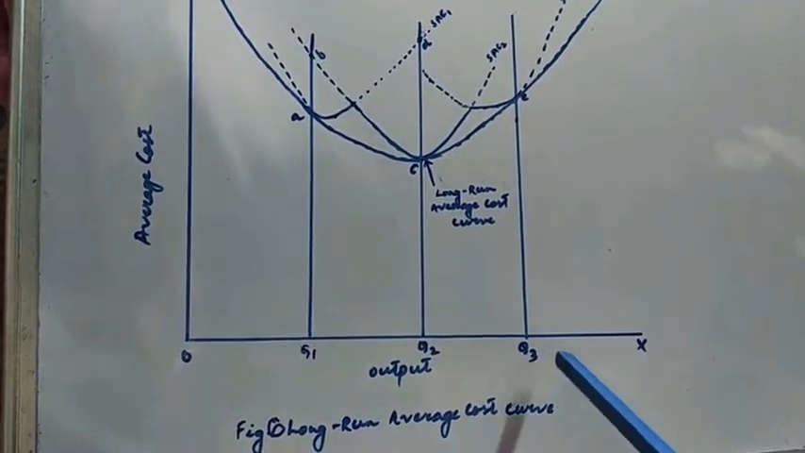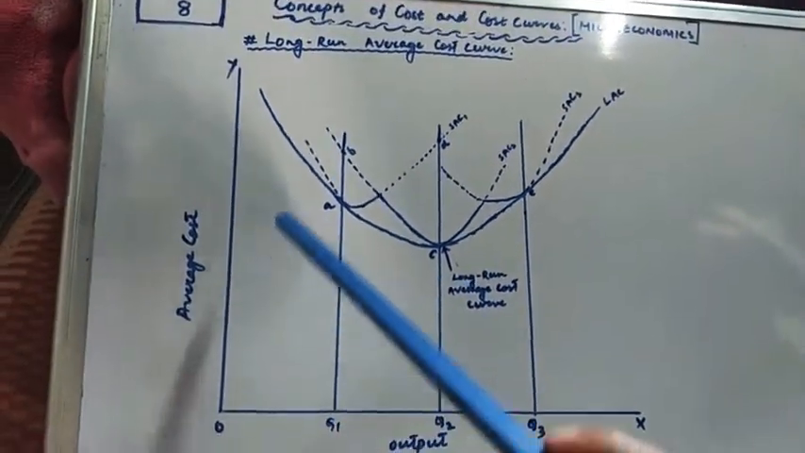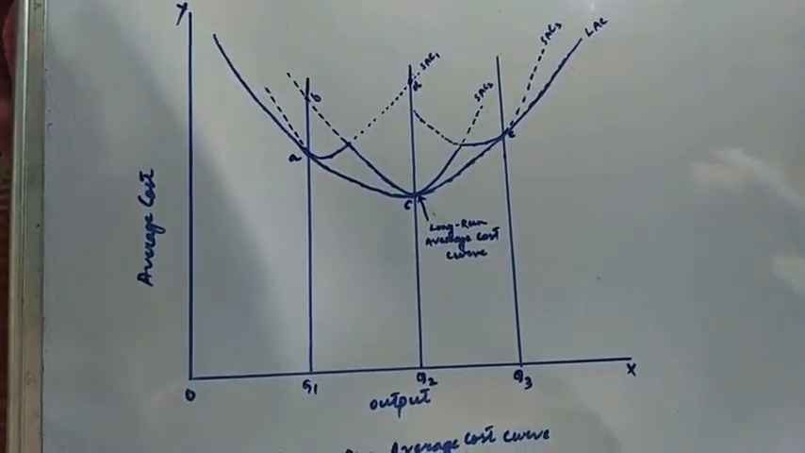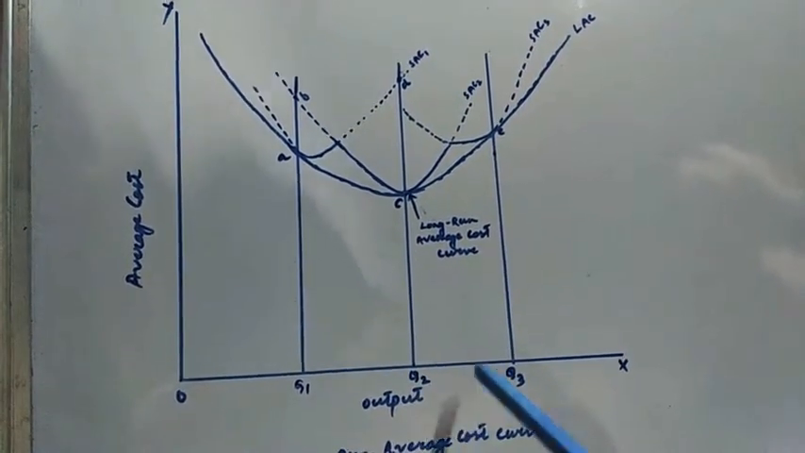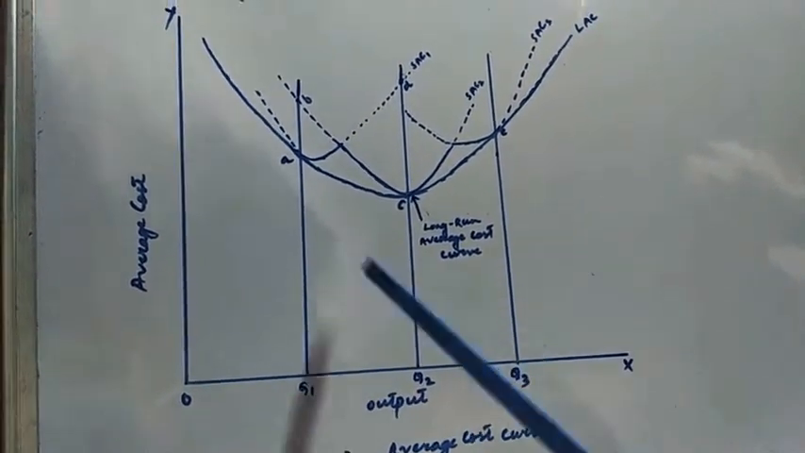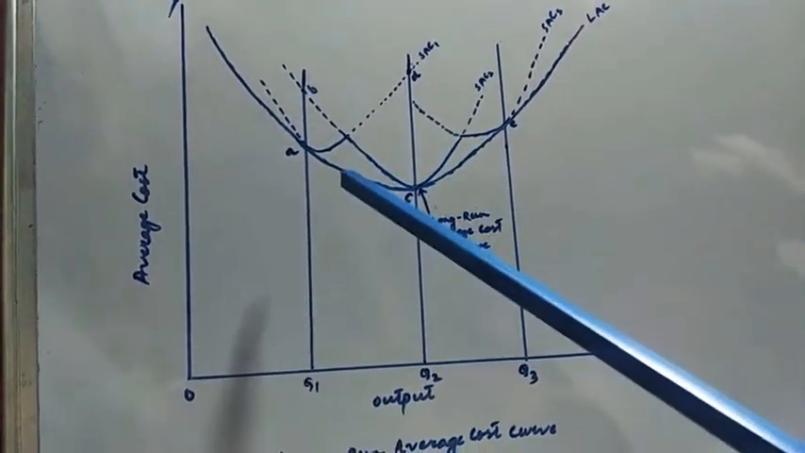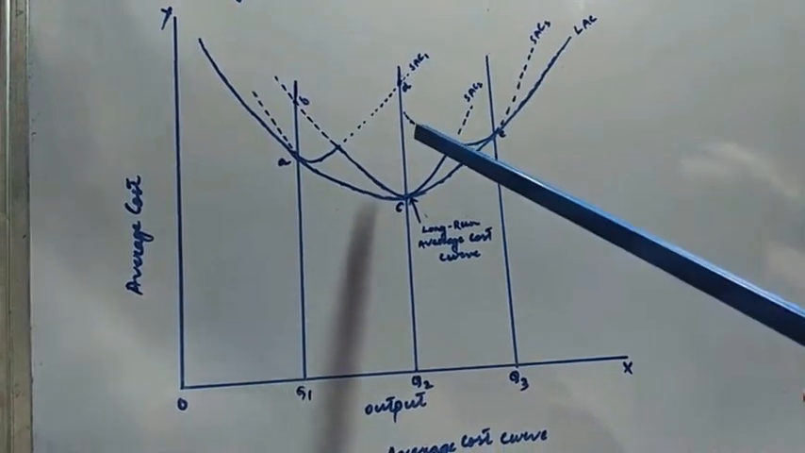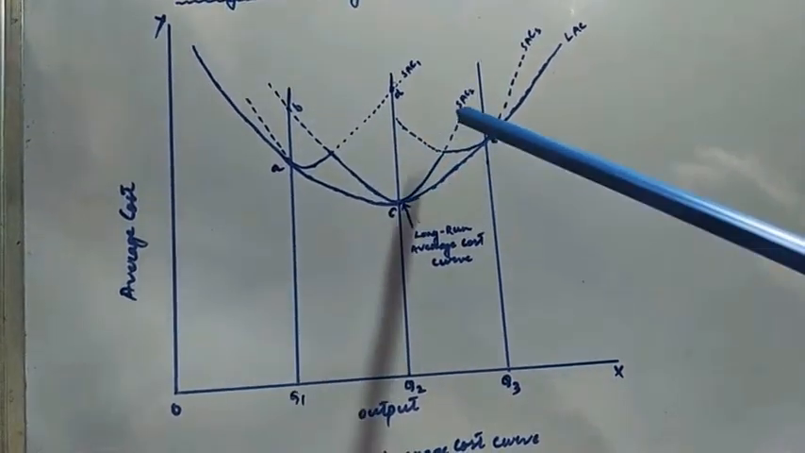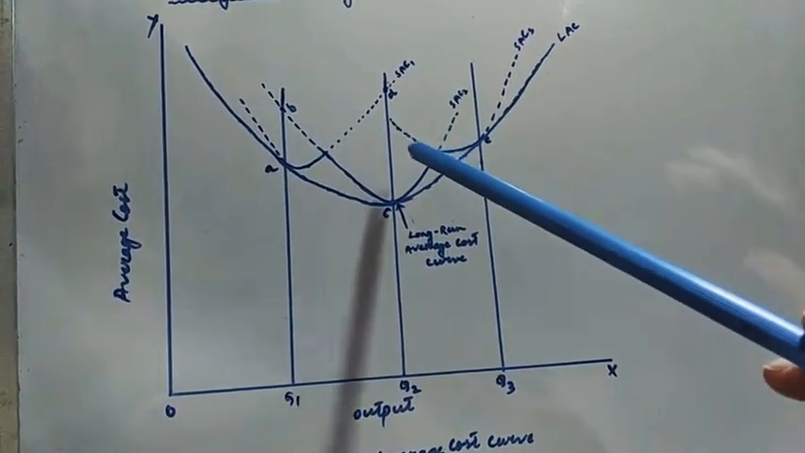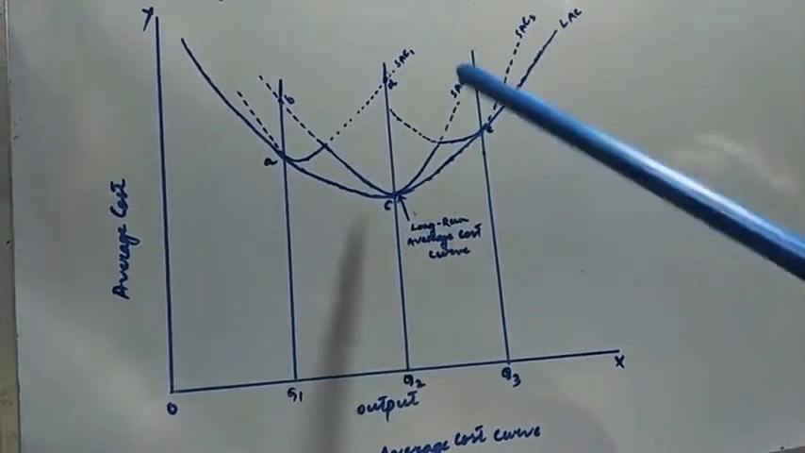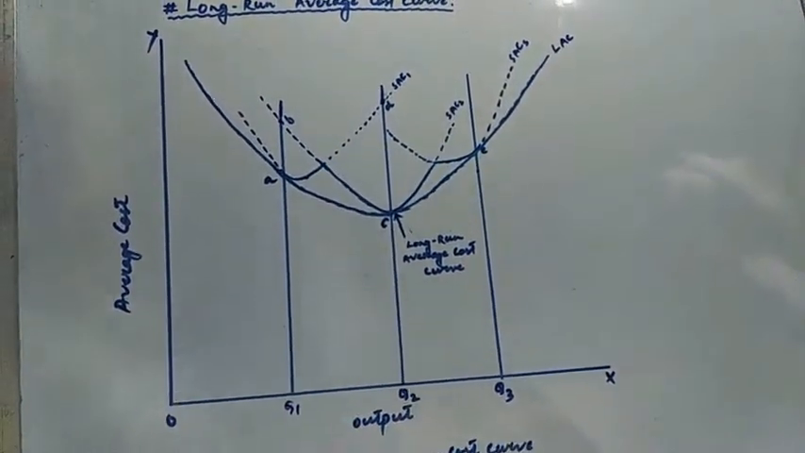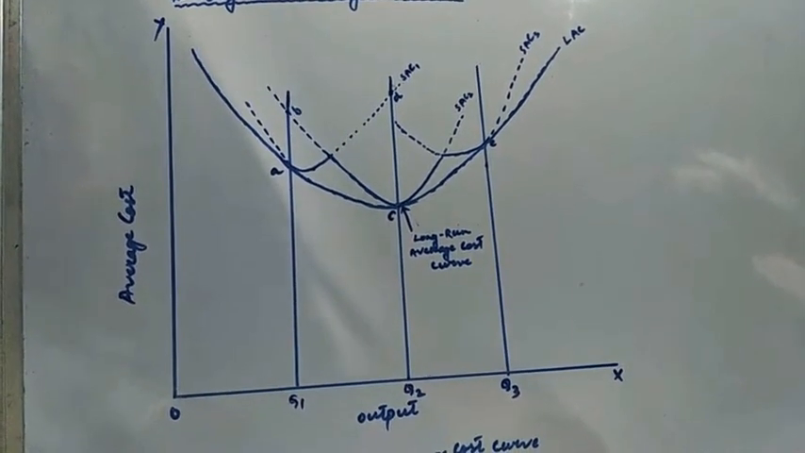Again, on the x-axis we are measuring the output, and on the y-axis we are measuring the average cost, and O is the origin. Q1, Q2, Q3 are the levels of output at certain points corresponding to the curves. So we have the short run average cost curve SAC1, then the short run average cost curve SAC2, and then the short run average cost curve SAC3. From the short run average cost curves, we are deriving the long run average cost curve. So let us try to explain this diagram.